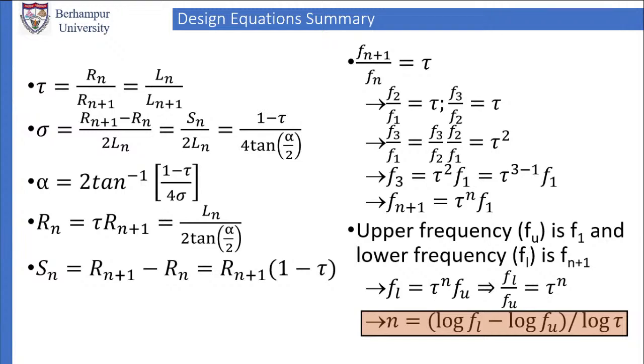So on this also, you know, the relationship between highest frequency and lowest frequency. Upper frequency Fu is F1 and lower frequency FL is Fn plus 1. So this relationship we have. FL is equal to tau to the power n into Fu, or FL by Fu is equal to tau to the power n, where n is the number of elements. Number of elements is equal to log of FL minus log of Fu divided by log of tau.